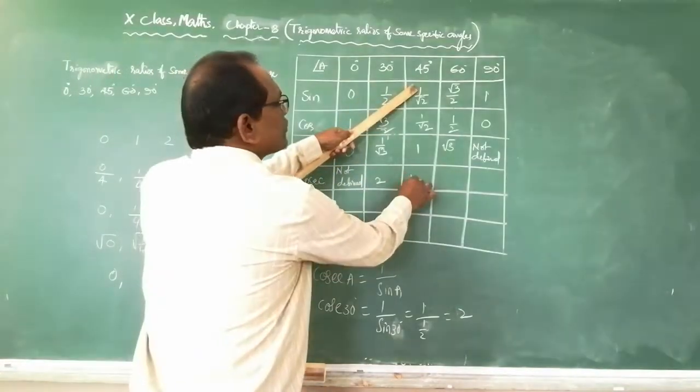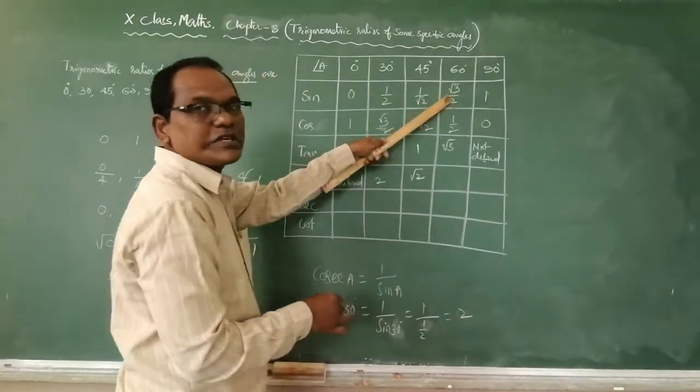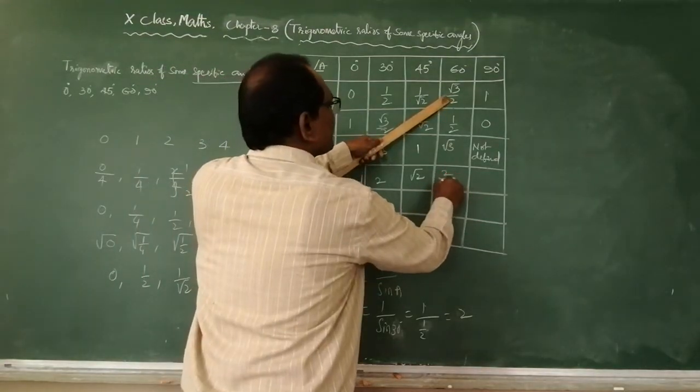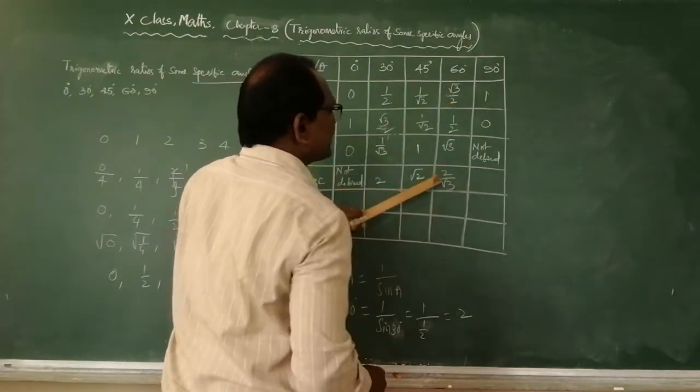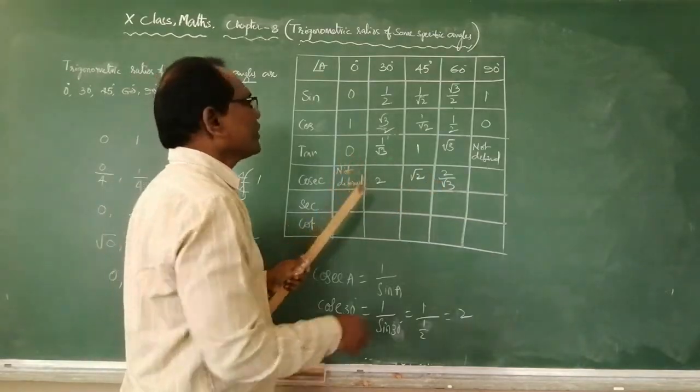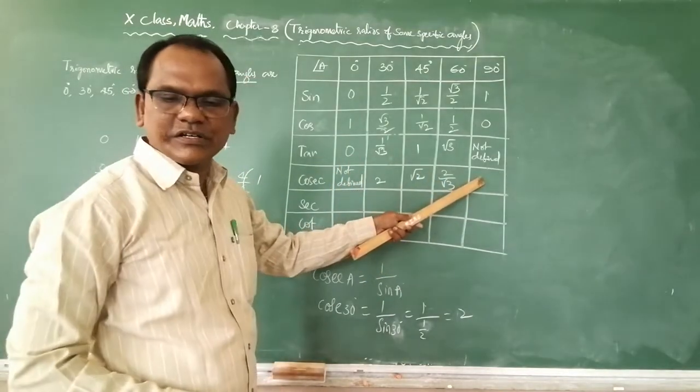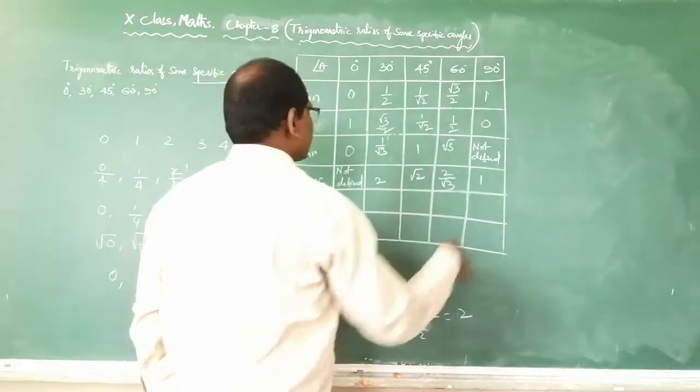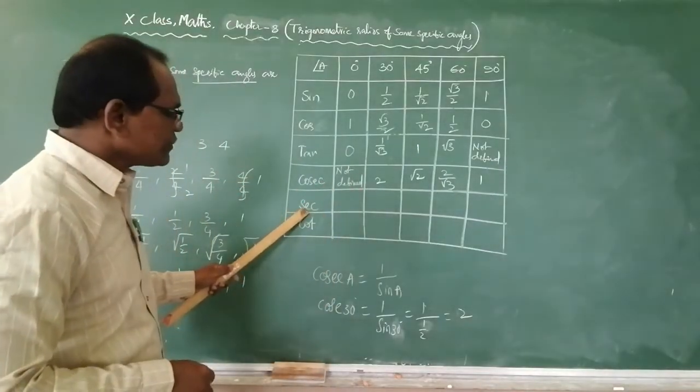1 by root 2 reciprocal is root 2. Root 3 by 2 reciprocal is 2 by root 3. Then next, cosecant 90 is 1 by 1, which is 1. These are the cosecant values.